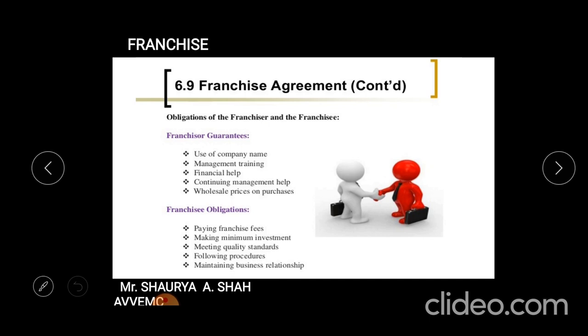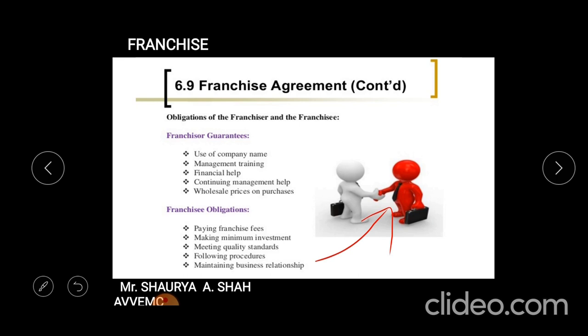Meeting quality standards. This obligation is most important because the brand name itself gives a level of quality standard which the customer is expecting. So when you are transferring your business, your franchise, to a particular person, the quality standard should be maintained. Following the procedure: whatever the procedure regarding management, advertisement, packaging, account keeping, all those procedures are to be followed. And maintaining a business relationship. Again, there should be a good business relationship between the franchisor and the franchisee so that healthy competition is there and healthy business can be grown between both the parties.